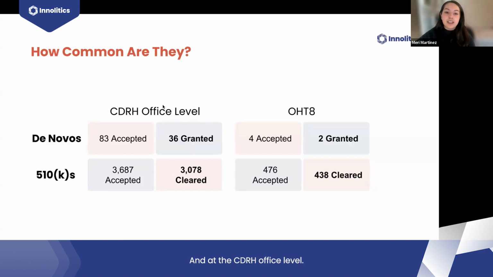And at the CDRH office level, so that's the Center for Devices and Radiological Health, in 2023, the office accepted 83 de novo submissions. And on the other hand, they accepted 3,687 510(k) submissions. On the opposite hand, 36 de novos were granted, while 3,078 510(k)s were cleared. So it's like a 1 to 100 ratio of de novos to 510(k)s in 2023 at the office level.